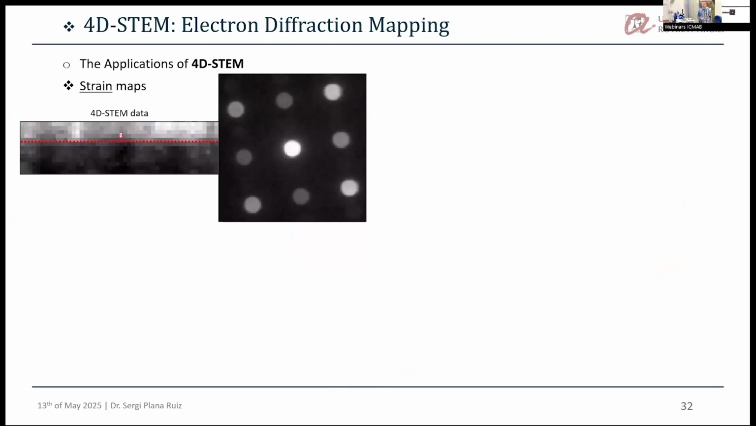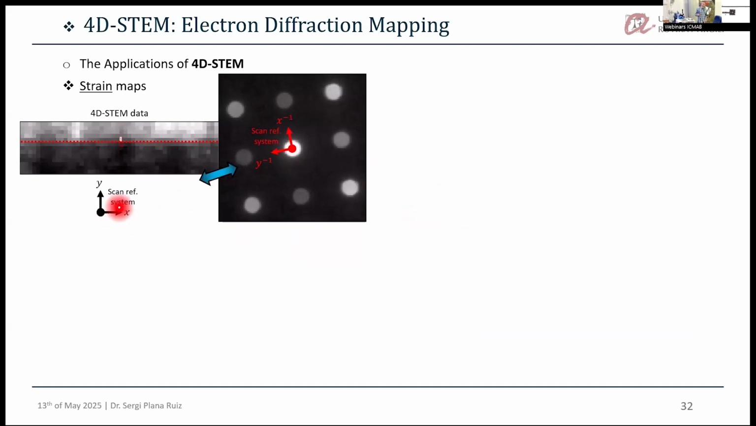What else can we do? We can do strain maps. So in this case, we are checking how reflections are changing with respect to a reference. For example, we have here this position of the reflections, and we can see that when it crosses the interface, they shrink a bit, okay?